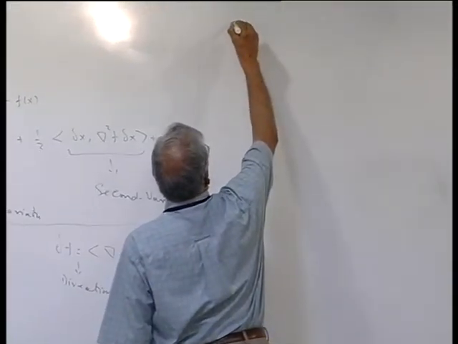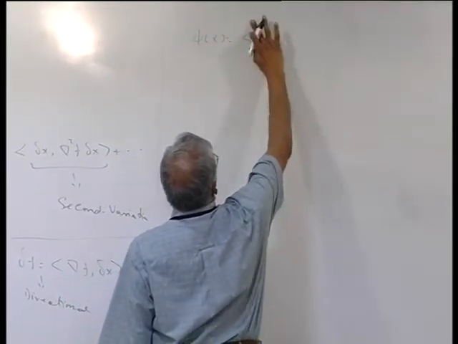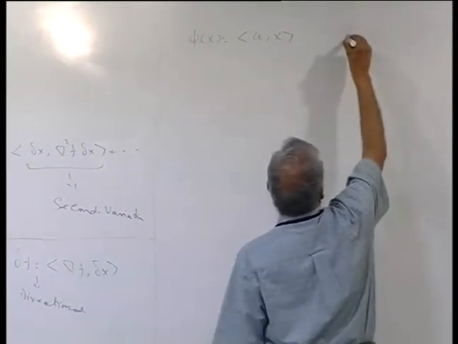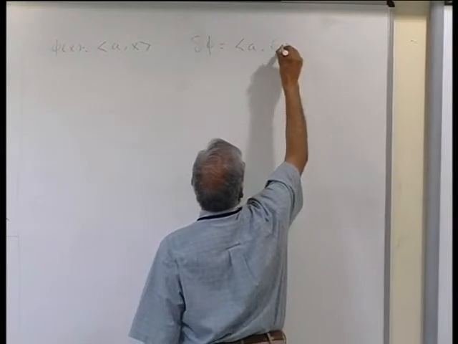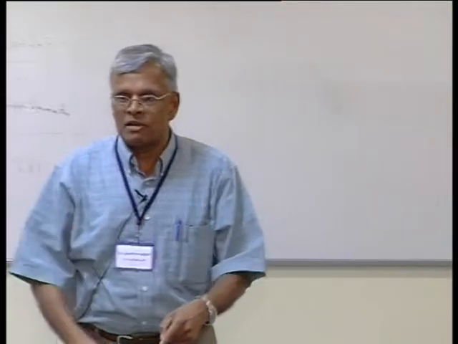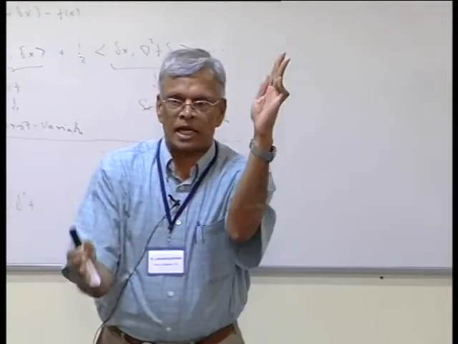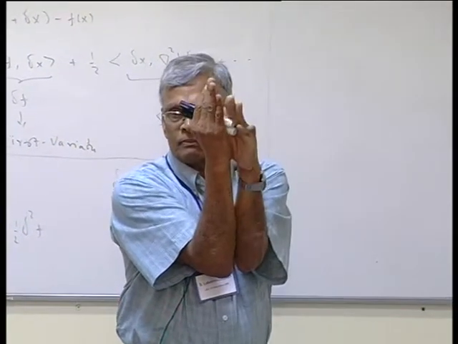Suppose I have a function phi of x equal to a transpose x. The first variation of phi is equal to a times the directional derivative. In order to compute the directional derivative, you need to have the gradient and then fix the direction. So if this is the gradient, and this is the direction in which I want to compute the directional derivative, you simply take the inner product. That's the idea here.